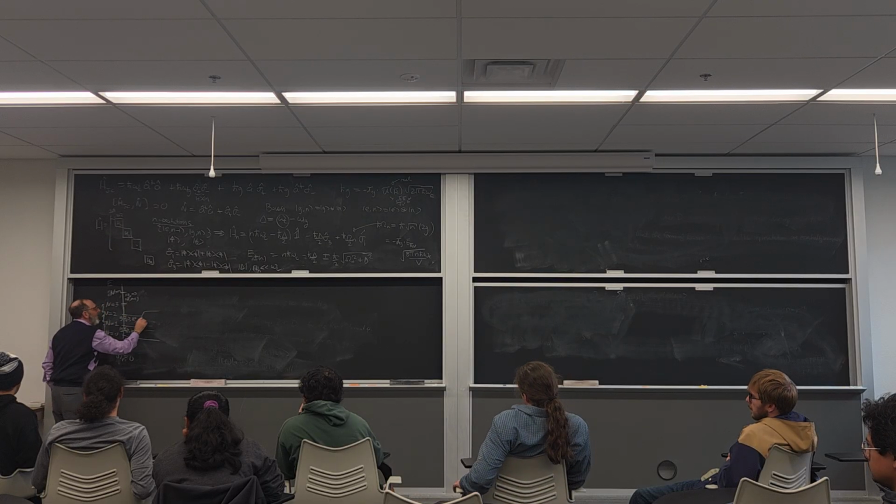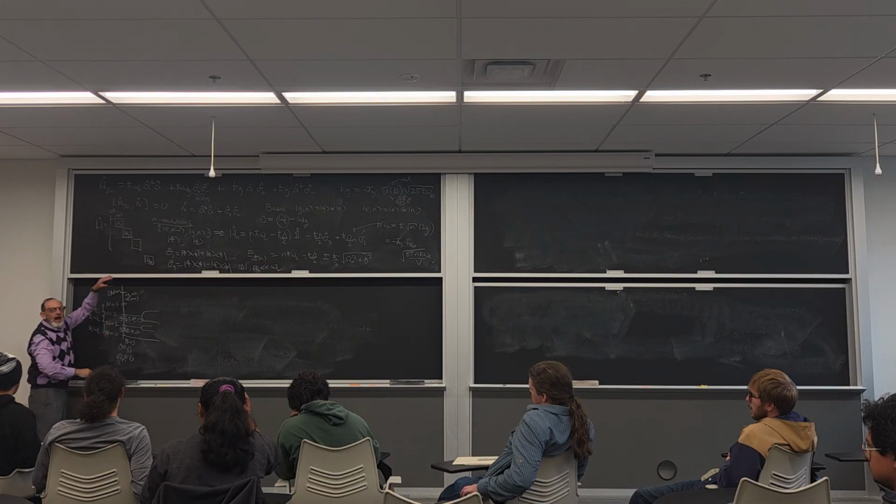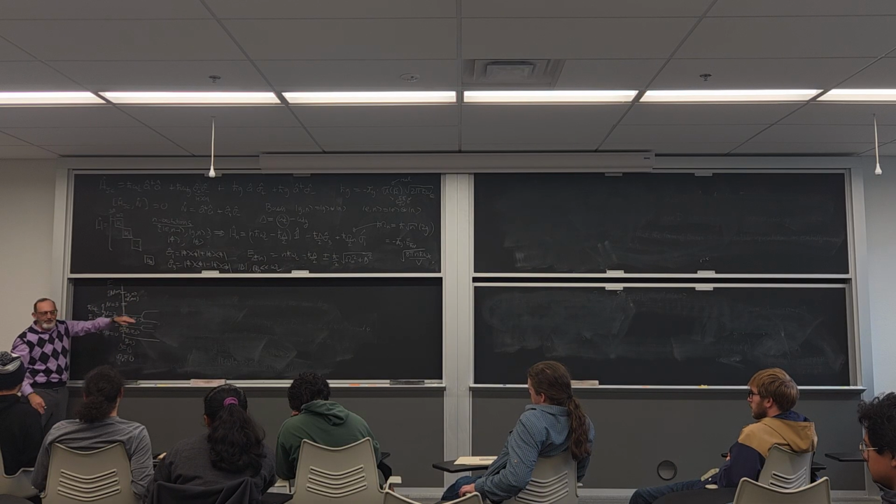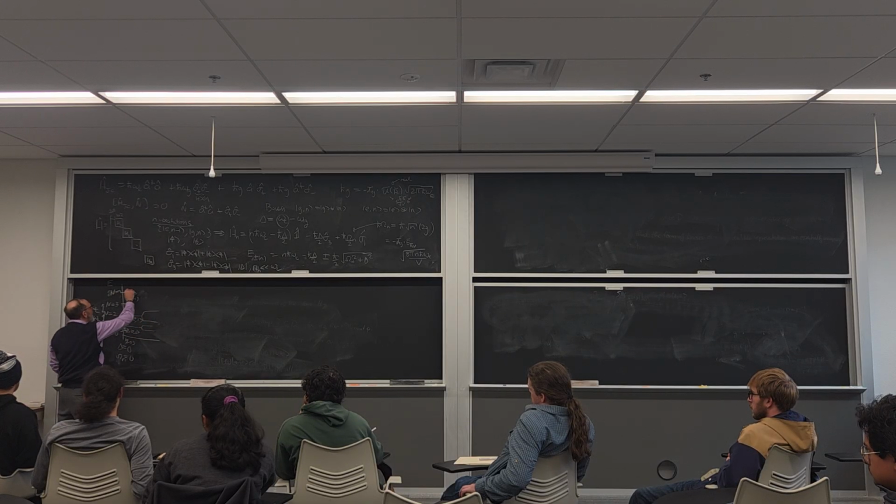I'm not drawing this to scale. This is huge compared to this, but I don't have enough room, so these are never going to cross. Okay, and then there's this one up here, and it gets split by some amount. What is the splitting here?